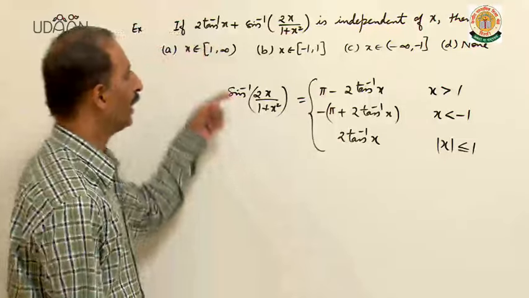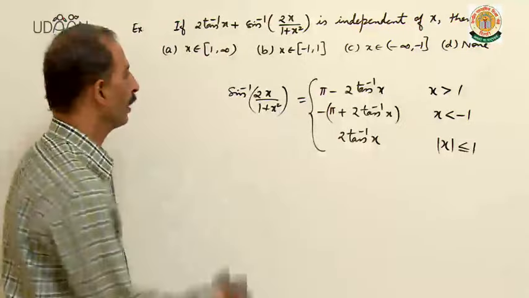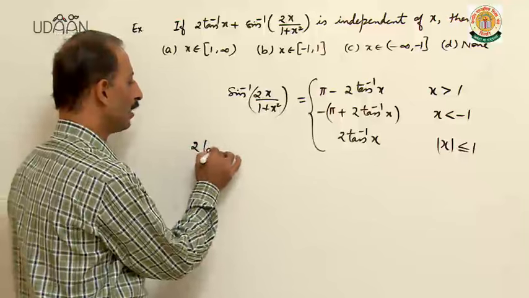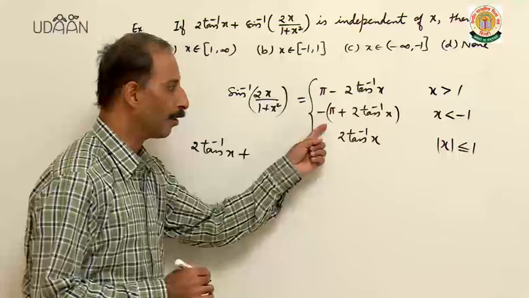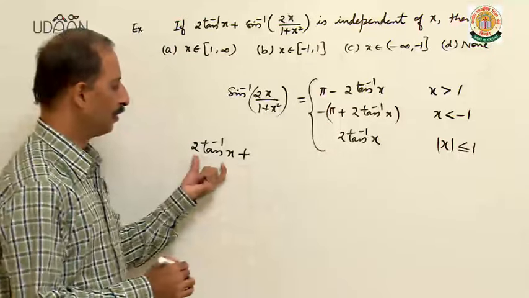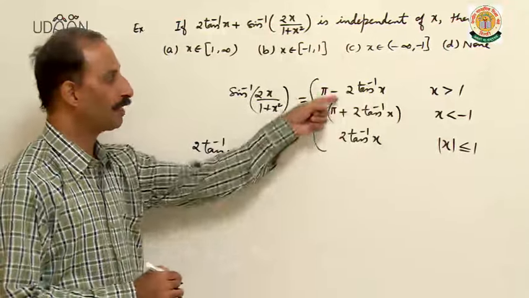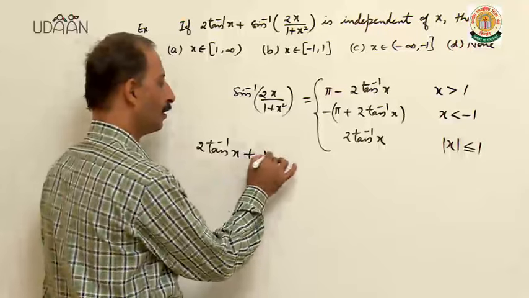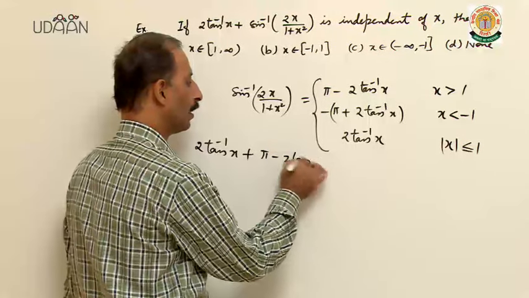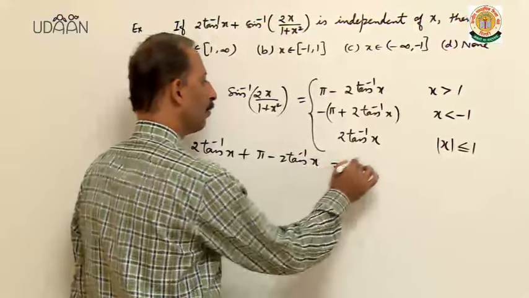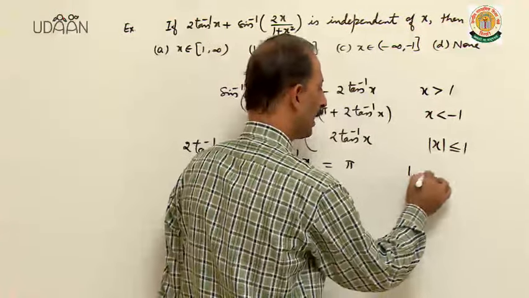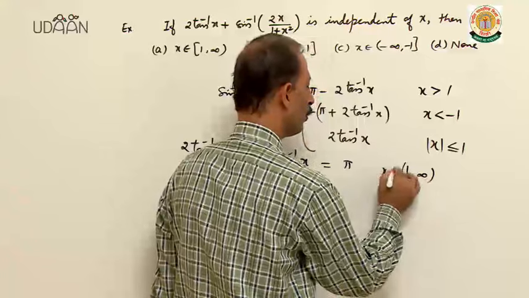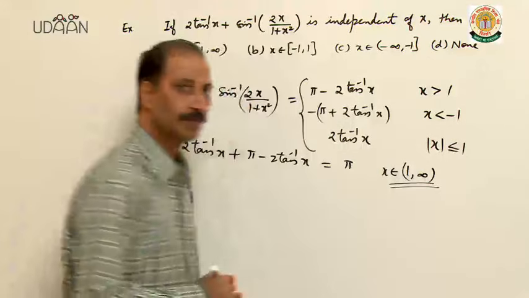You want it independent of x. So it means 2 tan inverse x plus which value do we have to adopt from here so that this will be cancelled? If you take the first one, that is pi minus 2 tan inverse x, you will get pi. It means x should be greater than 1. So x belongs to 1 to infinity. That is the correct answer.